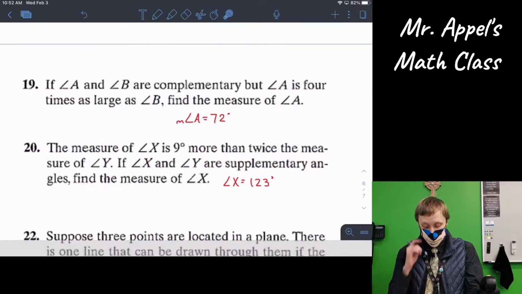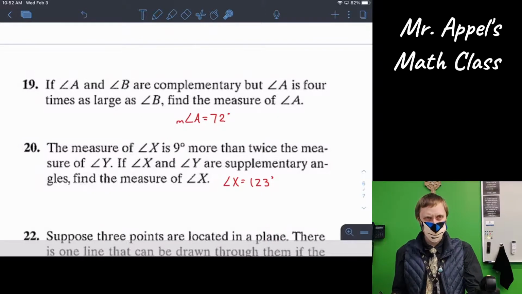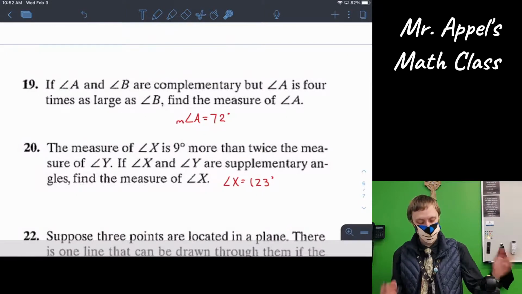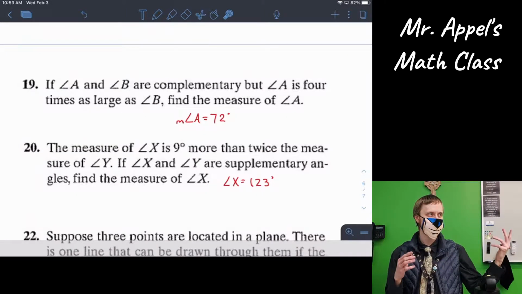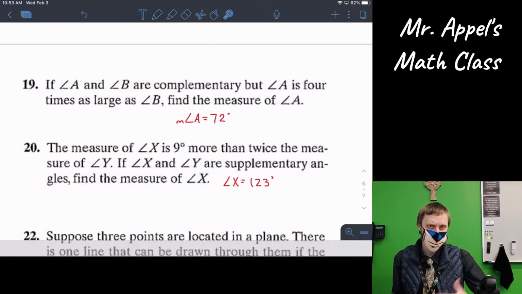Number 9, another vague one, describing the relationships between the angles here. So A and B are complementary, but A is 4 times as large as B. I would say that's another clue there to use a variable. Because anytime you have something described as this is 4 times more than this, or this is something less than that, you're like, oh, that sounds like you're saying an equation out loud. So write in some equations. Solve the equation. Measure of A must be 72.